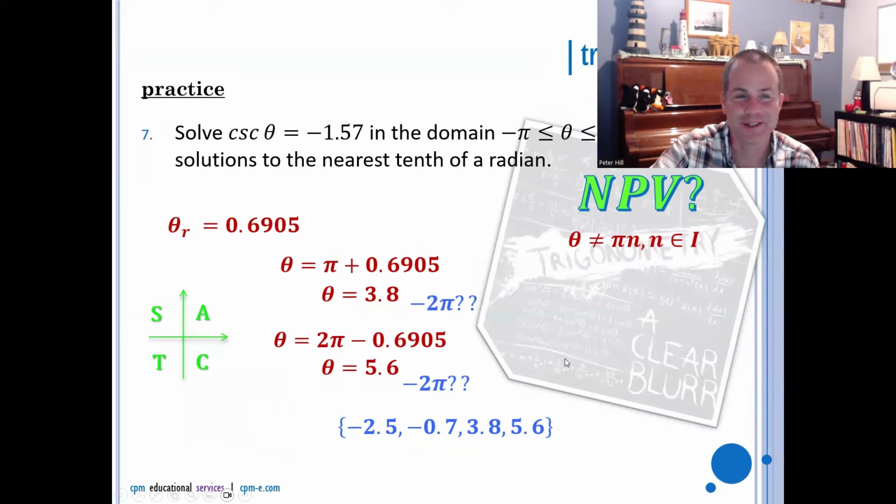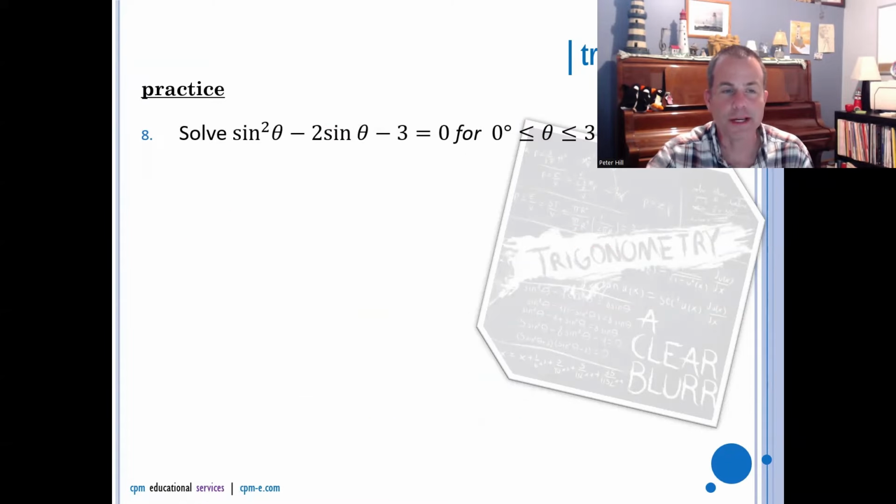Okay, next up, solve sine squared theta minus 2 sine theta minus 3 equals 0. And we're going to do this in degrees, from 0 to 360 degrees. Now, what I want you to see here is a friendly quadratic. You've got a sine squared with a sine and then a number with no sine. That speaks of an x squared with an x and a number with no x.